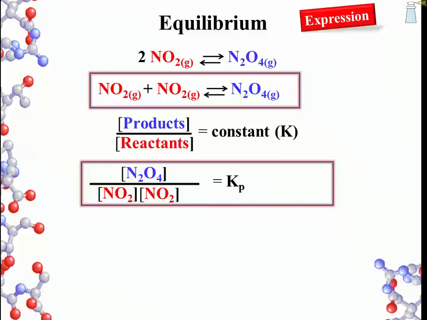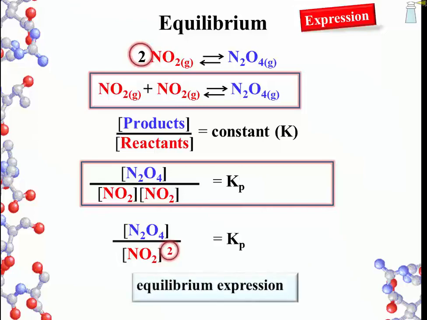Notice that the denominator has the same term twice. Something multiplied by itself is squared. This expression can also be written with the NO2 concentration term expressed as a square. The square term actually comes from the 2 coefficient in the balanced chemical equation. Both of these concentration ratios are an equilibrium expression for the reaction.